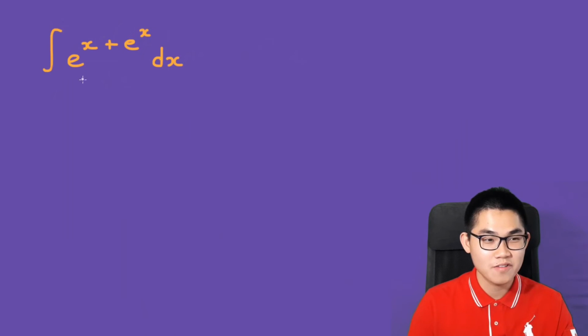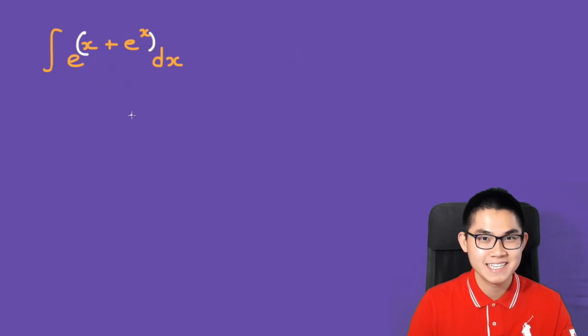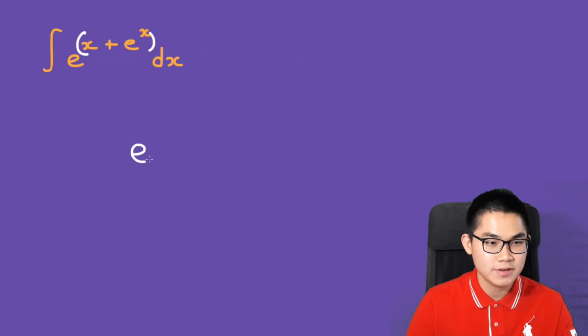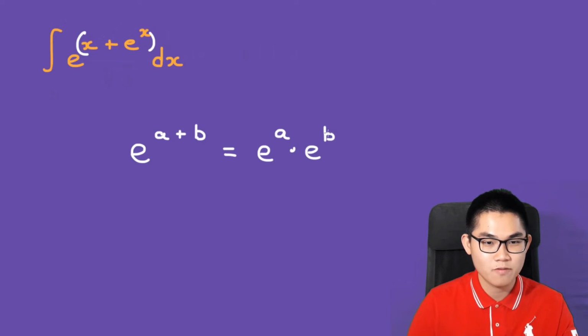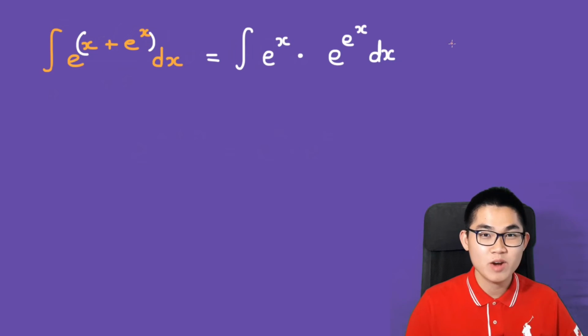The integral of e to the power of x plus e to the power of x. So in order to solve this, we need to simplify this first. And there's a rule that says if we have e to the power of a plus b, then this is the same as e to the power of a times e to the power of b. So let's go ahead and do that. This will be equal to the integral of e to the power of x times e to the power of e to the power of x dx. And this is where we use U-substitution in order to simplify this.